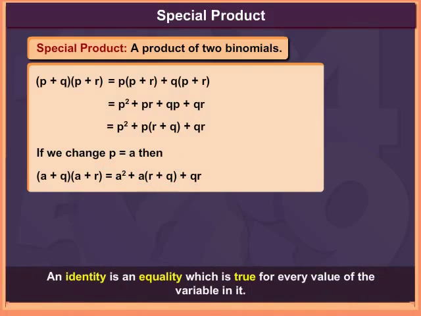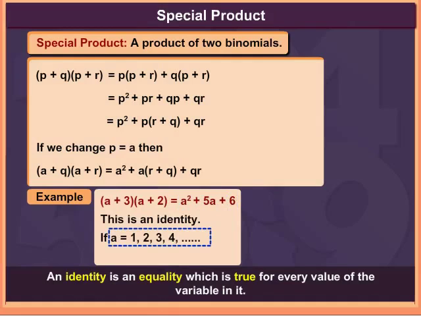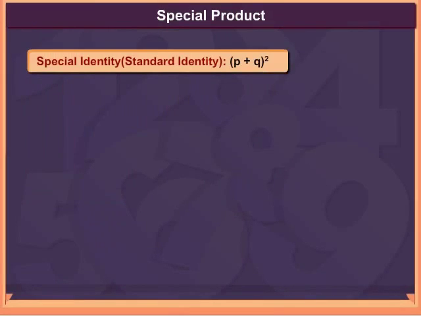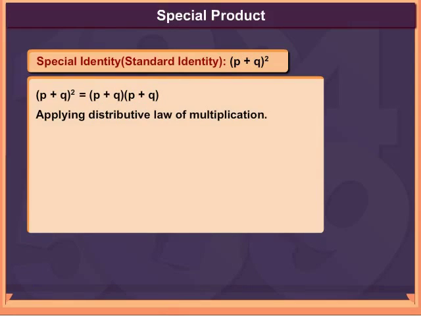An identity is an equality which is true for every value of the variable in it. For example, a plus 3 into a plus 2 equals a square plus 5a plus 6 is an identity. If you give any value for the variable a, you will see that the left side and right side coincide. Let us solve a special identity, which is also known as a standard identity, p plus q square. When we solve, we can write it as p plus q into p plus q. Now by applying the distributive property of multiplication, we get p into p plus q plus q into p plus q.